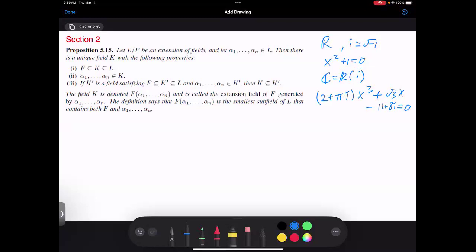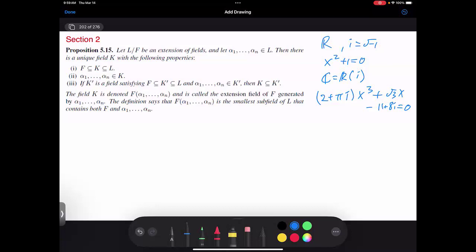So it can be a little bit challenging at times to see just exactly what we get as we start to add elements. So the first result is that we have some field L over F. We choose some elements alpha 1 through alpha n. Then there is a unique field K with the following 3 properties. It lives between F and L.